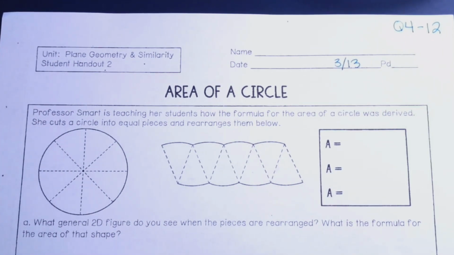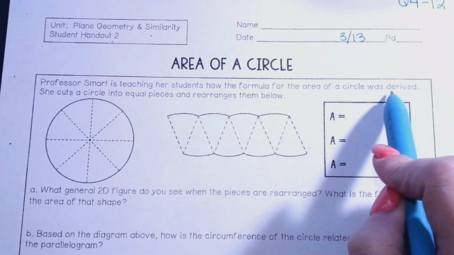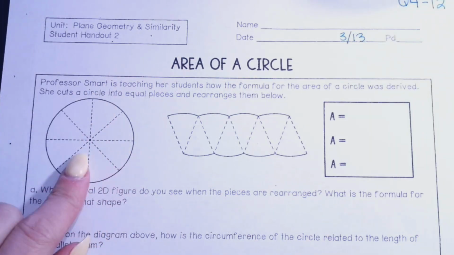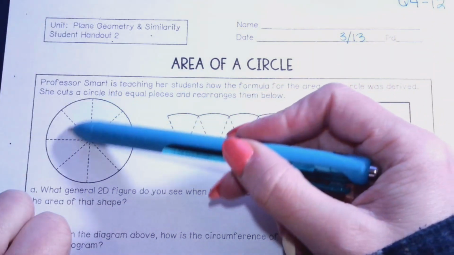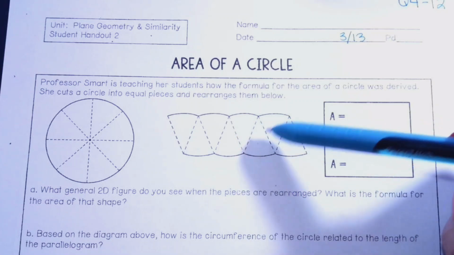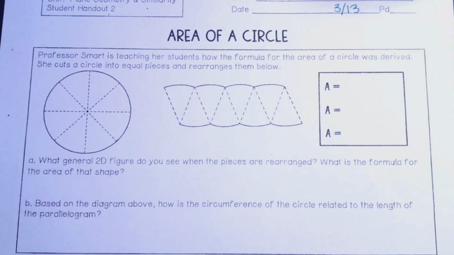Professor Smart is teaching her students how the formula for the area of a circle was derived. Derived just means made from something else. So she takes a circle and cuts it into equal pieces and then rearranges them. So we can see that this has 8 pieces, and then these are the 1, 2, 3, 4, 5, 6, 7, 8 pieces put into a different form.